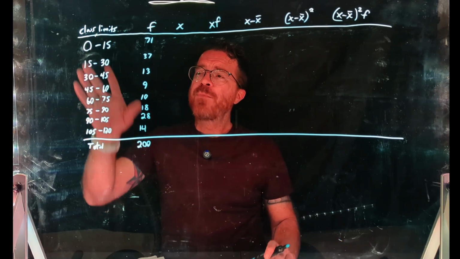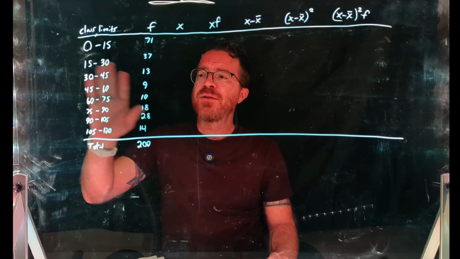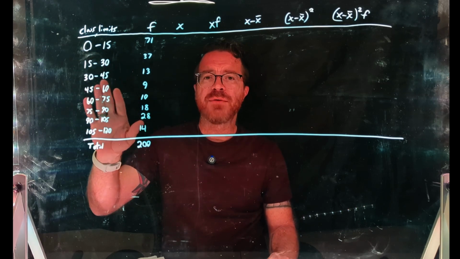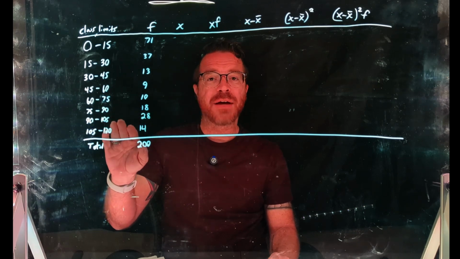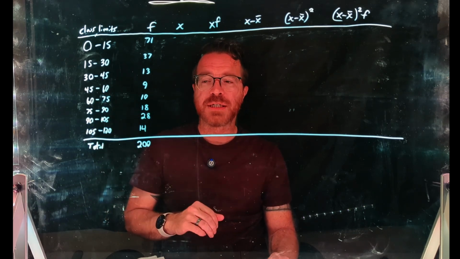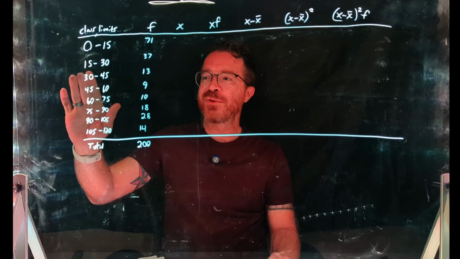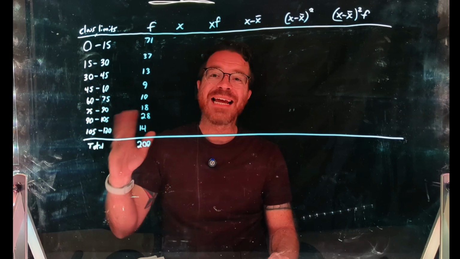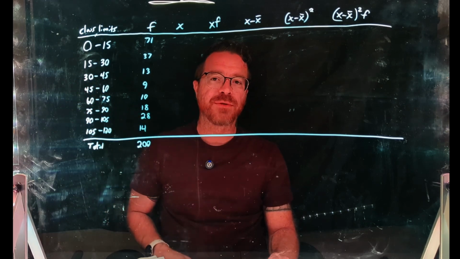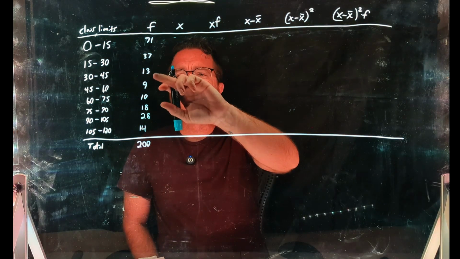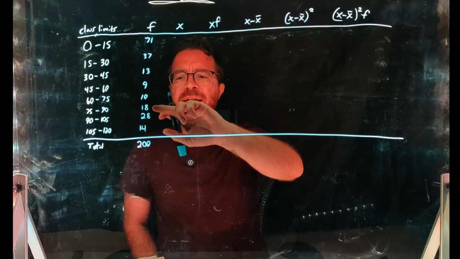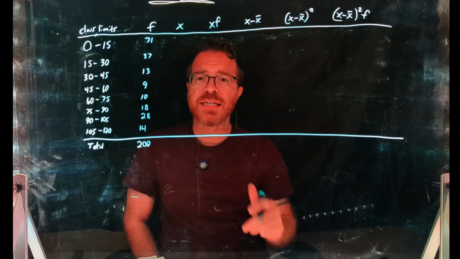So in this example, we have our class limits of 0 to 15, 15 to 30, 30 to 45, 45 to 60, 60 to 75, 75 to 90, 90 to 105, 105 to 120. So we have a total of 8 groups, or 8 intervals. So this is going to be a little bit longer. We have frequencies of 71, 37, 13, 9, 10, 18, 28, and 14.